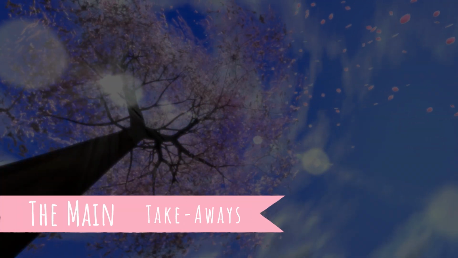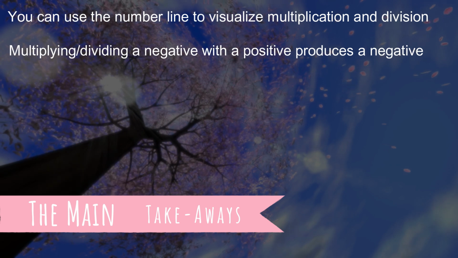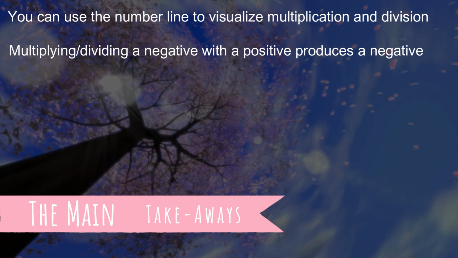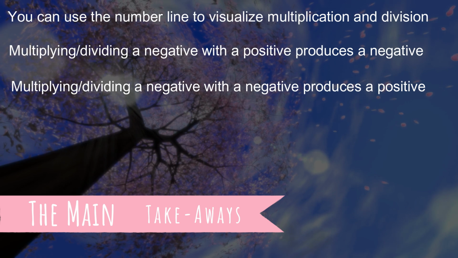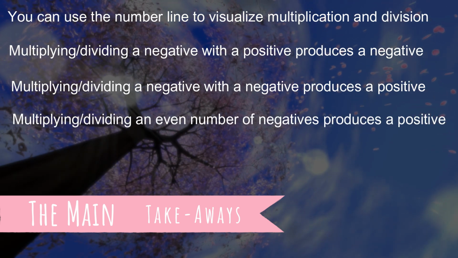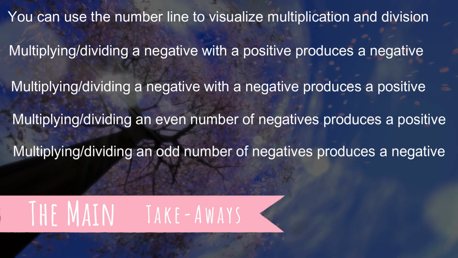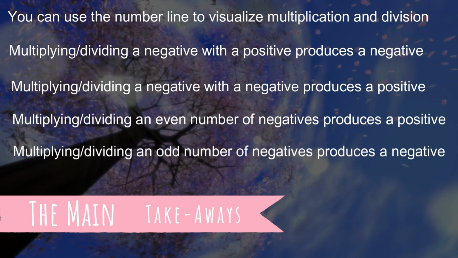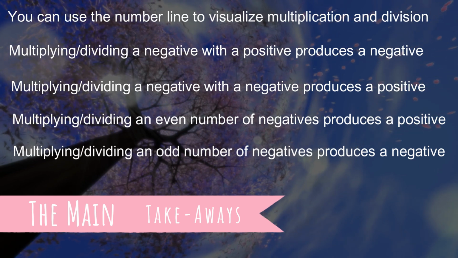Well, that just about sums things up for today's video. Today we learned how to multiply and divide using the number line. Multiplying and dividing a negative with a positive produces a negative. Multiplying and dividing a negative with a negative produces a positive. Just like with the combination of minus signs, an even number of negatives multiplied or divided produces a positive number. And just like with the combination of minus signs, an odd number of negatives multiplied or divided produces a negative number.